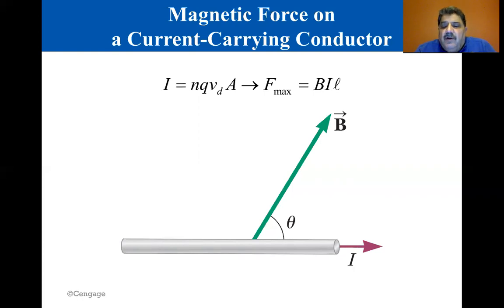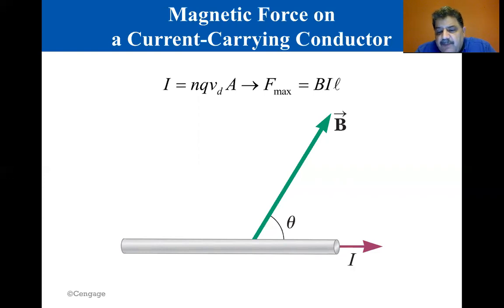Recall that the current in the wire is given by the expression I equals nqv_dA, and that's related to F max equals BIL. That means we can write the maximum force as shown. This equation can be used only when the current and the magnetic field are at right angles to each other.